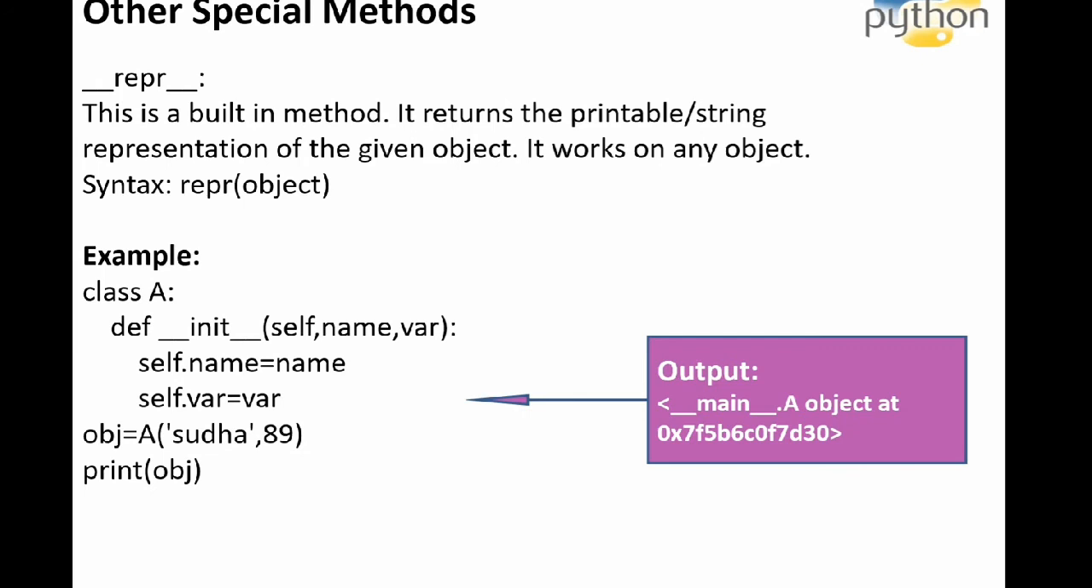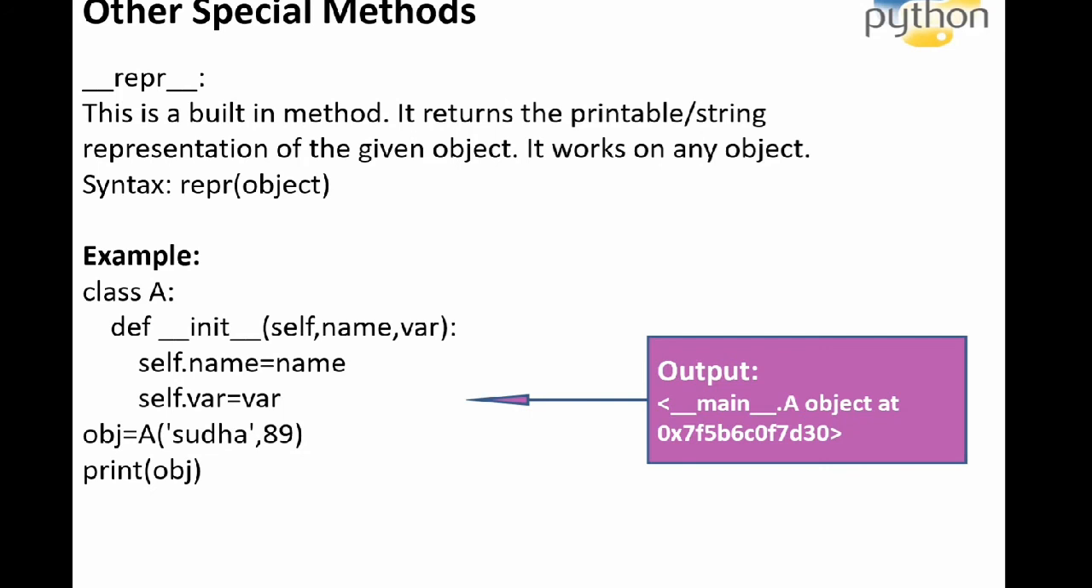Now I want to get the description of the obj. So when I say print obj, I'm getting an answer like this. You can look into the output, wherein it is saying __main__.A object at some memory address, and that's all I'm getting. Is it understood by you? We are not able to understand what the description of the object is over here.